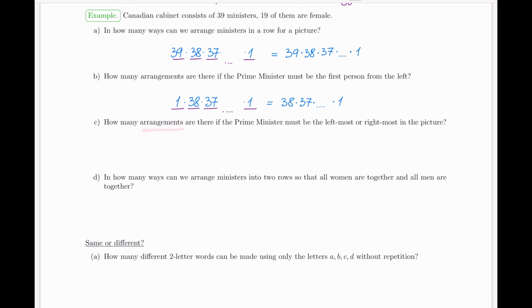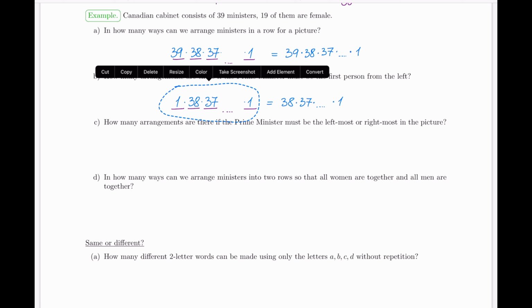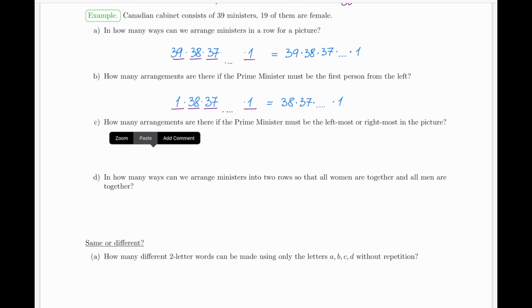How many arrangements are there if the Prime Minister must be the leftmost or rightmost in the picture? So this is only one of the options here, right? So I can actually take this, cheat a little bit, and copy it over. So I can have the prime minister being on the left, right? So this guy is my prime minister here. Or he could be the one person on the rightmost spot. So I can have an or, and then a sort of similar situation.